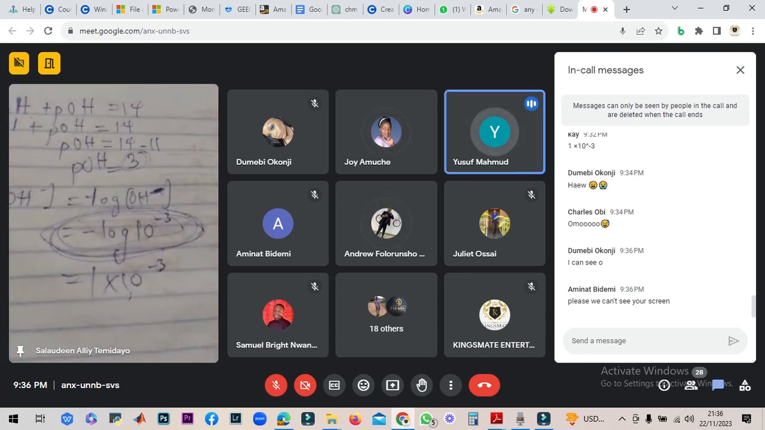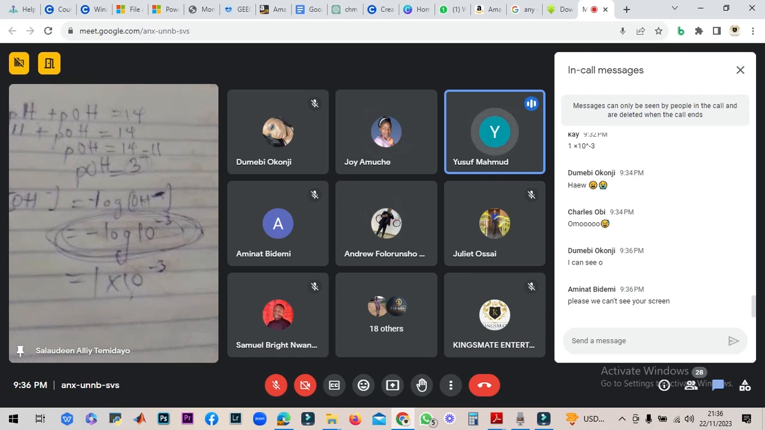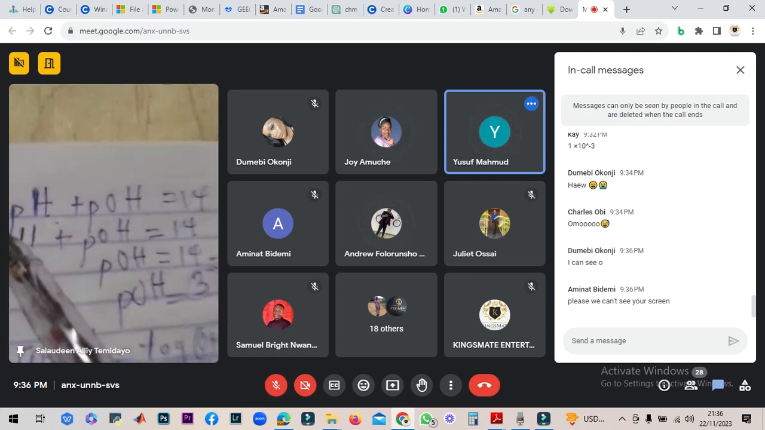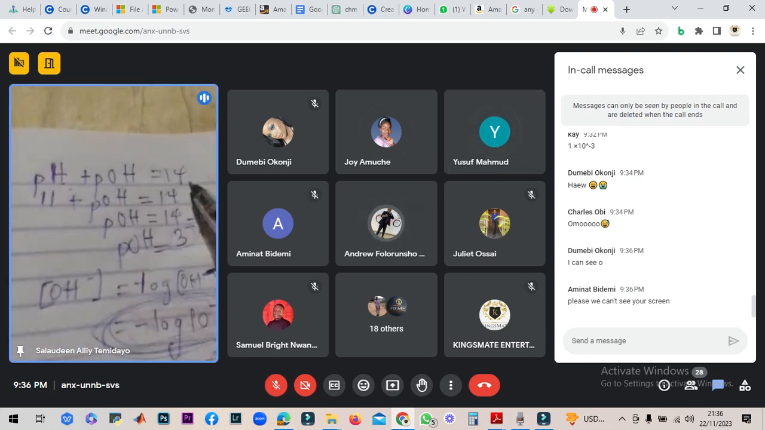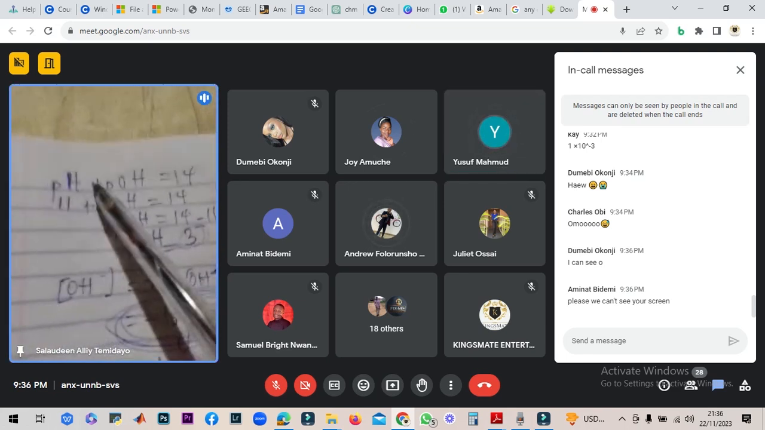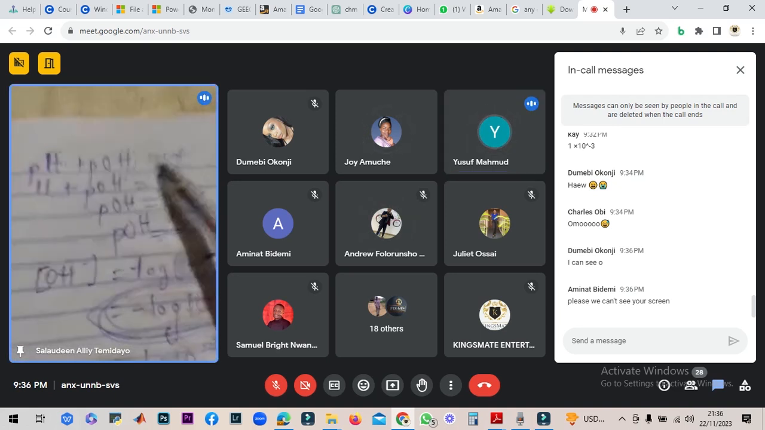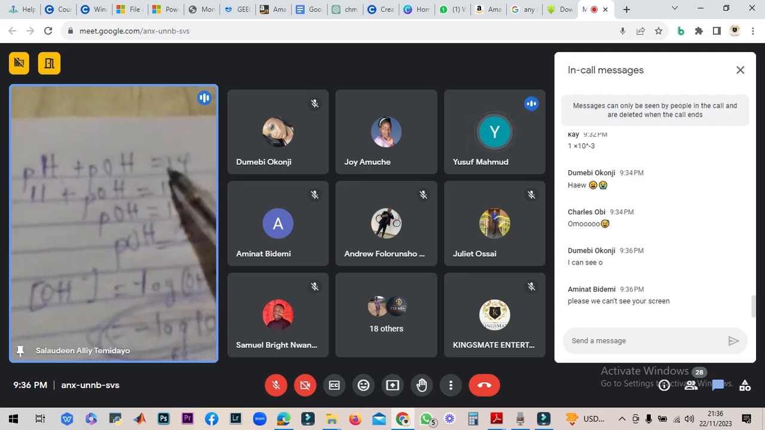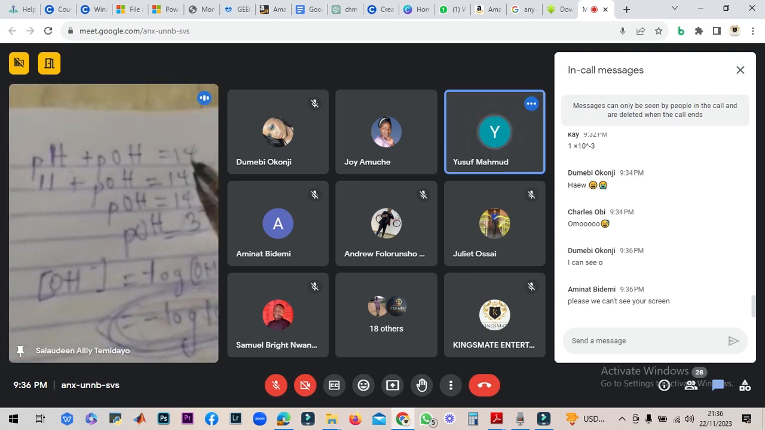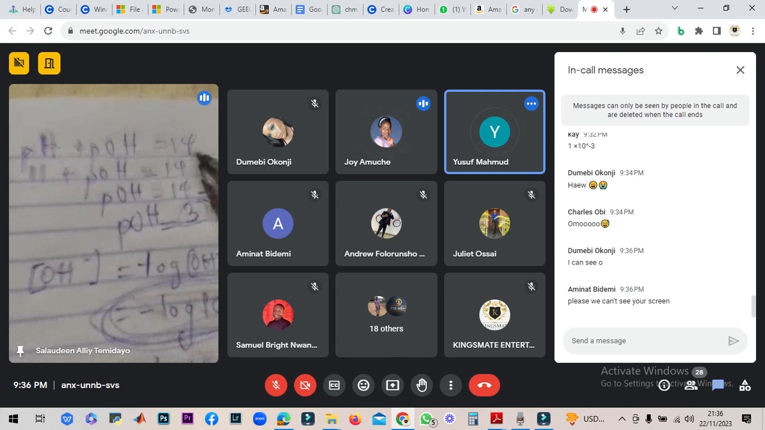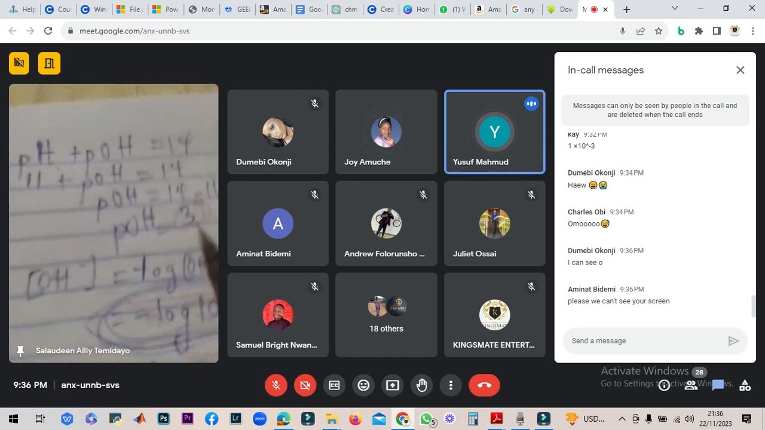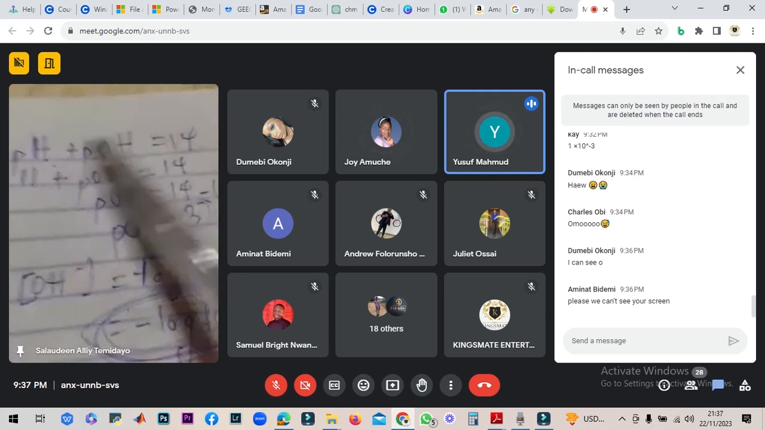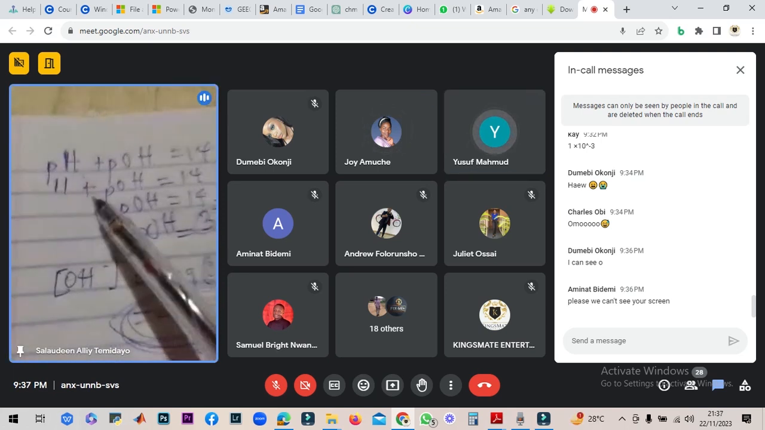I'm seeing it. Please, how do you come about that 14? That pH plus POH equals 14, how do you get that 14? It's a law. That's the formula. The law is that pH plus POH will always give you 14. That's the pH scale: you have 0 to 7 for acid and 7 to 14 for base. So we always have the law. Now we are given the pH to be 11.